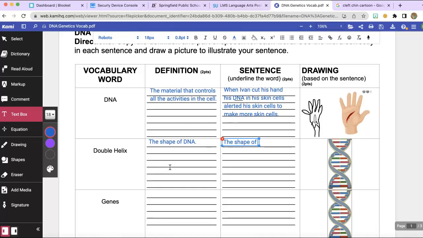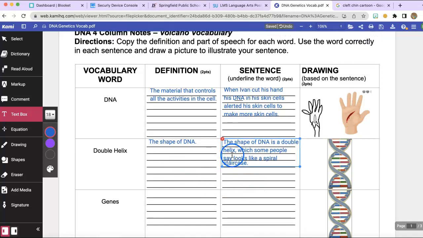The shape of DNA is a double helix, which some people say looks like a spiral staircase. Oh, period. Okay, so there's your sentence. The shape of DNA is a double helix, which some people say looks like a spiral staircase.